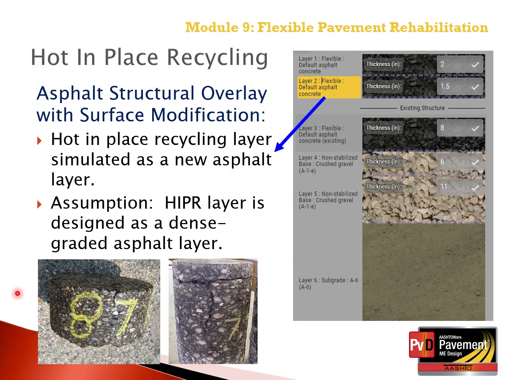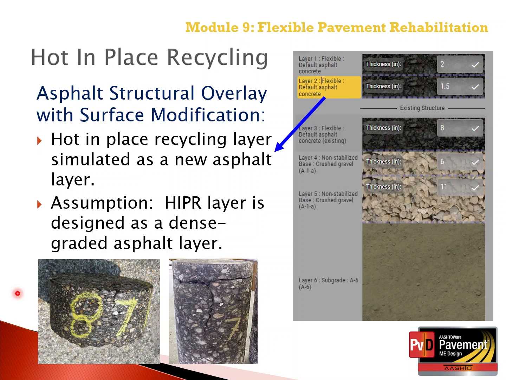So let's start with hot in place recycling. This is an asphalt structural overlay with surface modification, and that surface modification is the hot in place recycling layer. And that is simulated as a new asphalt layer. As we noted earlier, if the hot in place recycling layer is an inch or less, then that should be combined with the asphalt overlay or structural overlay thickness. If it's thicker, then it can be simulated as a separate layer in the asphalt overlay.